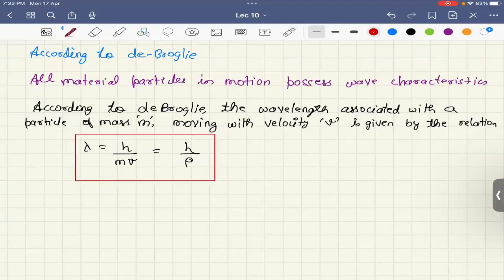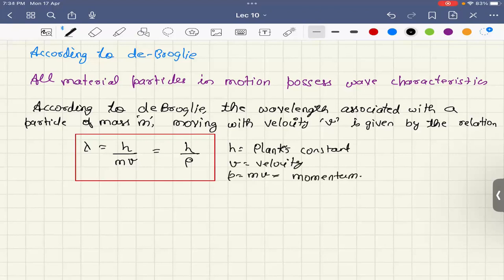Right? Where h is equal to Planck's constant, and p is equal to mass into velocity, which is momentum. Right? And these waves are called de Broglie waves.